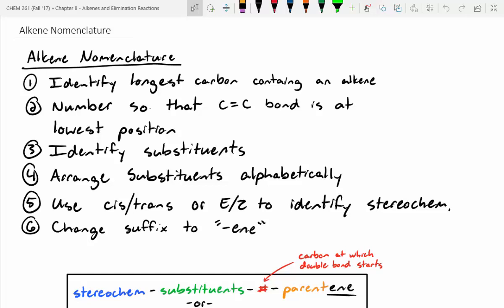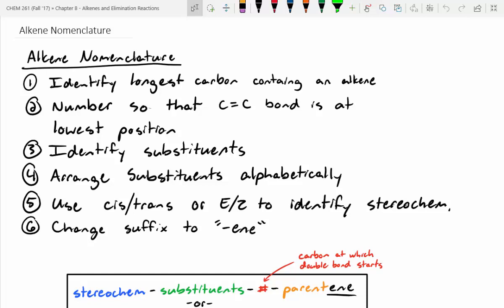All right, for the sake of time, we're not going to do a full lecture on naming. Naming for alkenes is really similar to naming for alkanes. The only difference is you change the suffix from an -ane suffix for an alkane to an -ene suffix for an alkene. That, and you now want to number it so that your longest chain always contains your double bond.